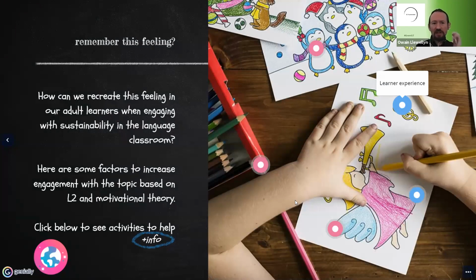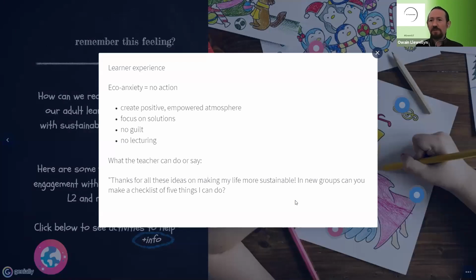So we need a positive and empowered atmosphere, focused on solutions. That's a great way to go about it. Certainly no guilt and no lecturing. So don't say, I came on my bicycle today. How did you travel? And my students will say, my car, the traffic. So they brainstorm some ideas on how to make my life more sustainable. I'll then ask them to make a checklist of the 5 things I can do that will fit into my lifestyle, empowering them.